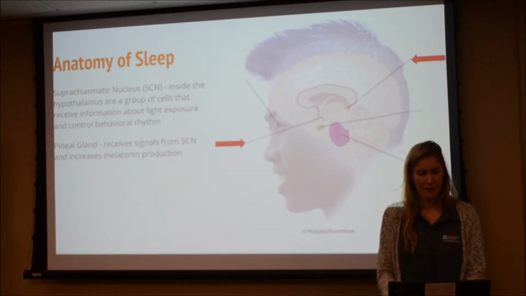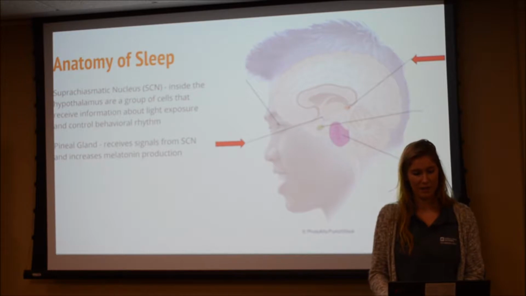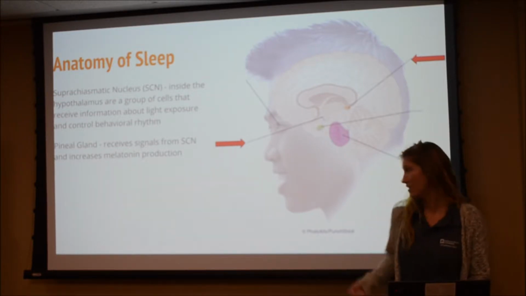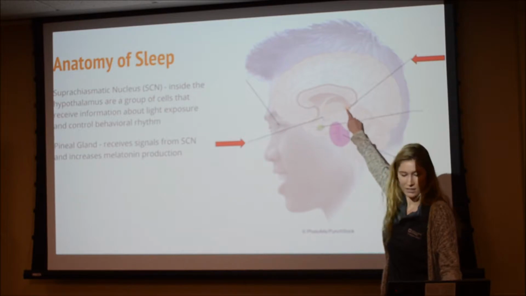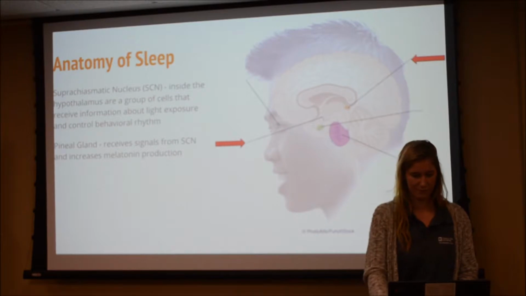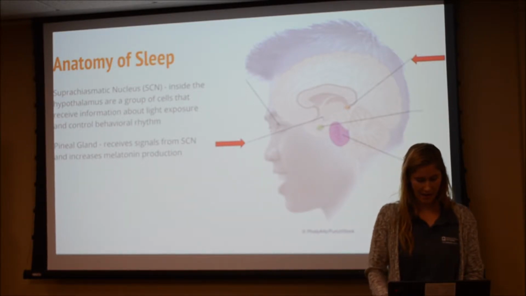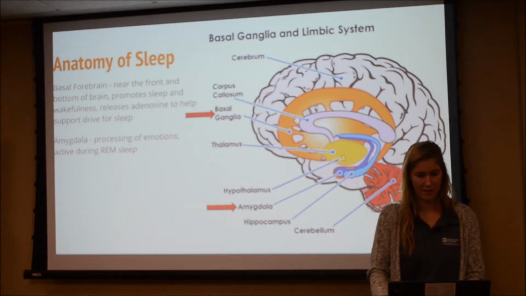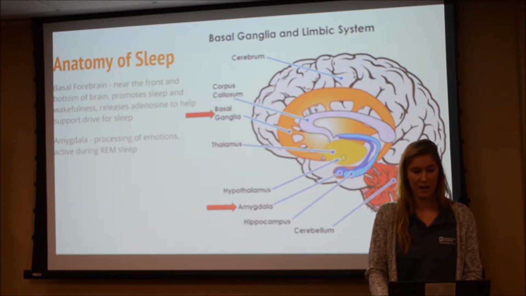And then finally you have the pineal gland, which receives signals from the SCN and increases the melatonin production. And this is located right here. And melatonin is a hormone that helps you sleep when the lights are off. And then our last two structures are the basal forebrain or the basal ganglia, which is near the front of the brain and promotes sleep and wakefulness and releases adenosine to help support the drive for sleep. And then finally the amygdala, which processes your emotions and is active during your REM sleep.